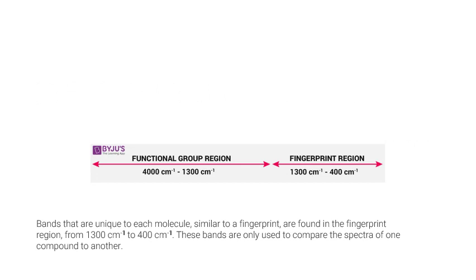The region from 4000 to 1300 is called the functional group region, where all functional groups are present. The region from 1300 to 400 centimeter inverse is called the fingerprint region. Bands in the fingerprint region are unique to each molecule, similar to fingerprints. These bands, from 1300 to 400, are only used to compare the spectra of one compound to another compound.